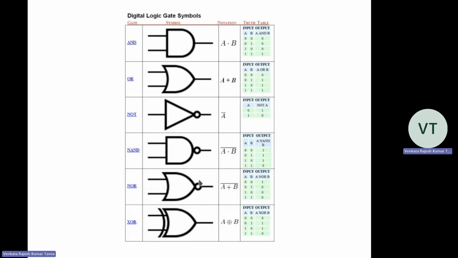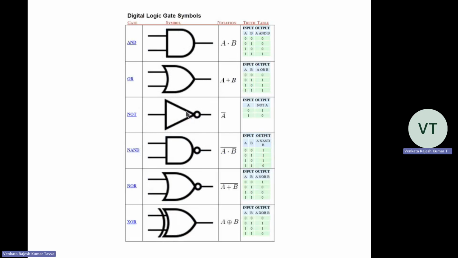Okay, and if you notice clearly, all these gates have two inputs, whereas NOT gate has only one input. Why? Because NOT is a unary operation. It takes one input and gives one output. All other gates take two inputs and give one output. Okay, that's it. Fine. Simple.